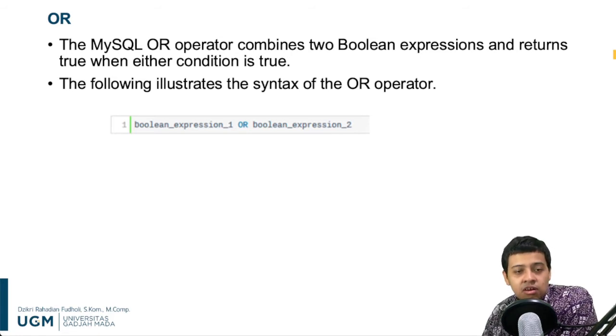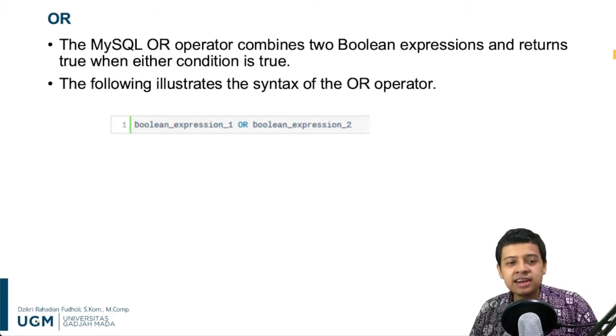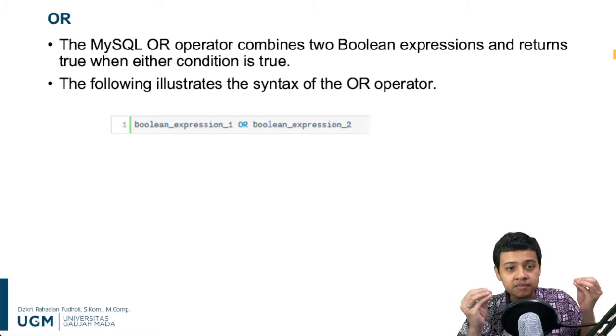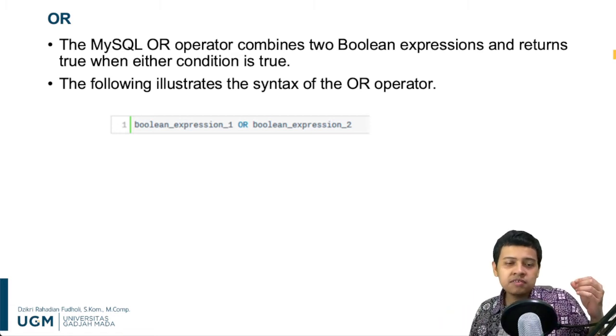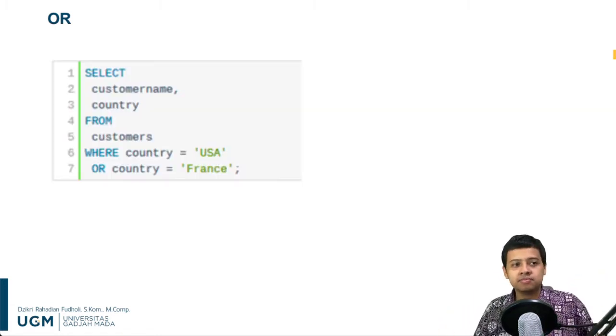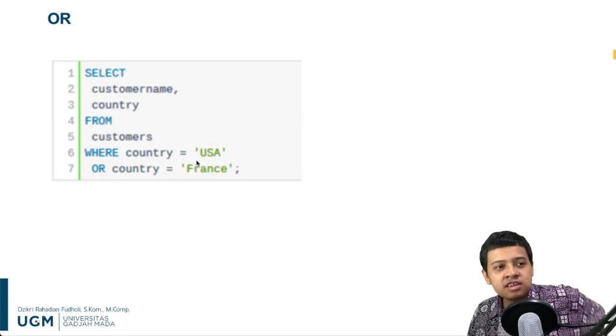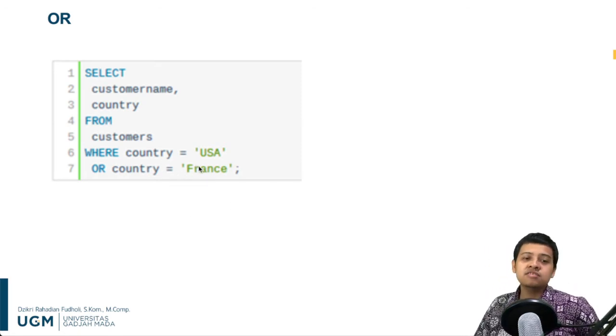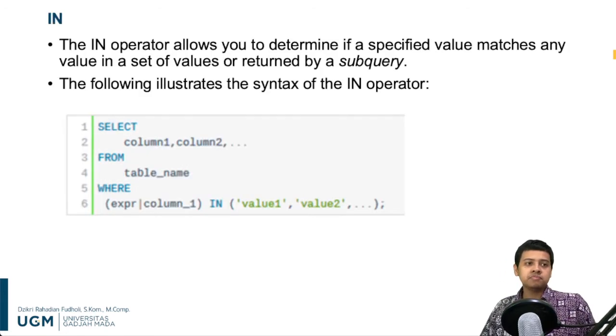The same goes for OR. Rather than AND, where you have to fulfill both conditions, with OR you can fulfill just one. So for example, here we see where country is USA or country is France. So both the USA and France customers are returned in the result set of this select.